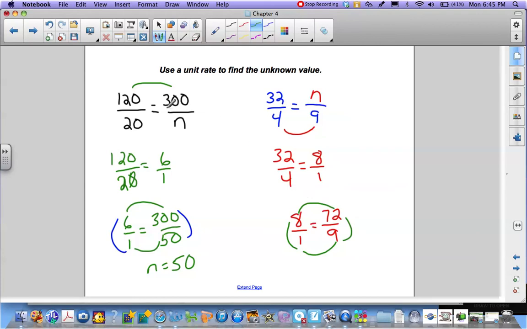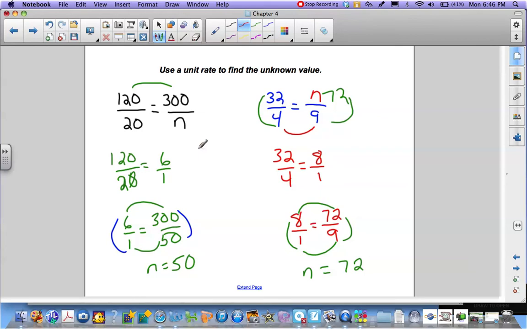Okay, for both of these problems too, I can go back and look at my original ratios because these are all equivalent ratios. So in this one, I said n is equal to 72. I could go back up here and take a look at that. 9 times 8 is 72. 4 times 8 is 32.